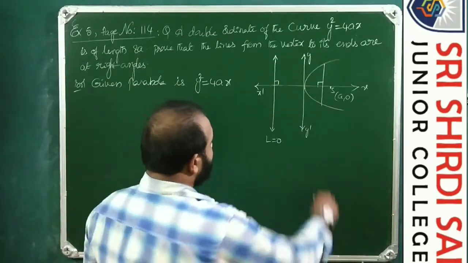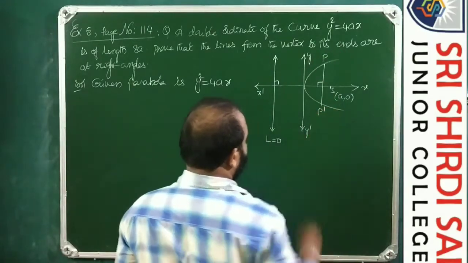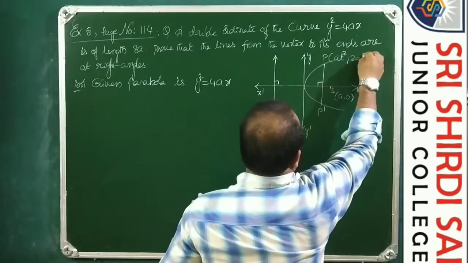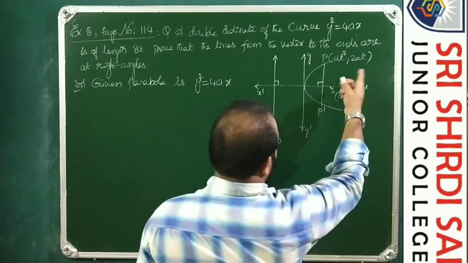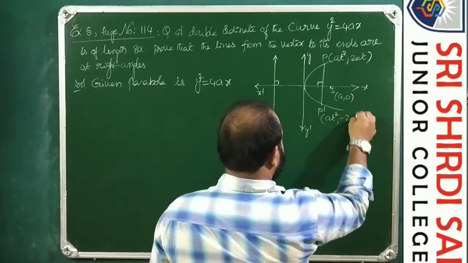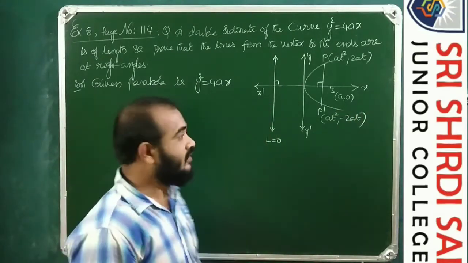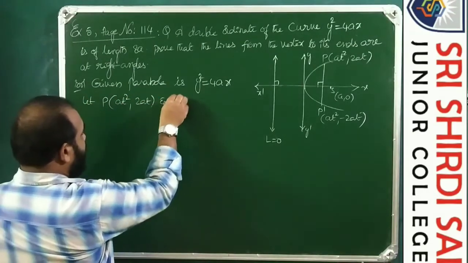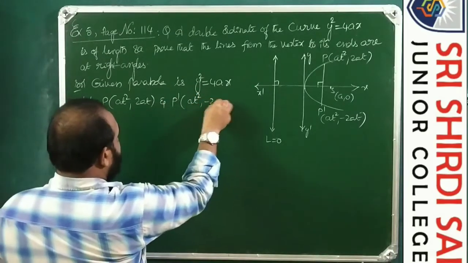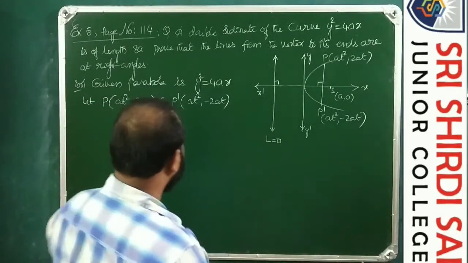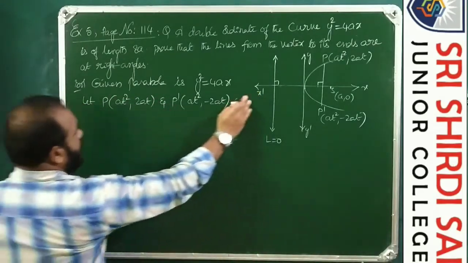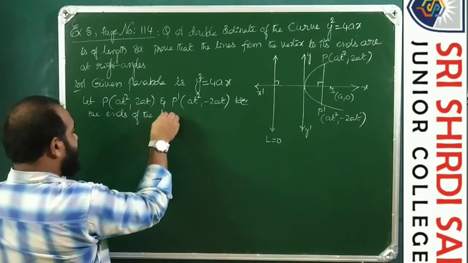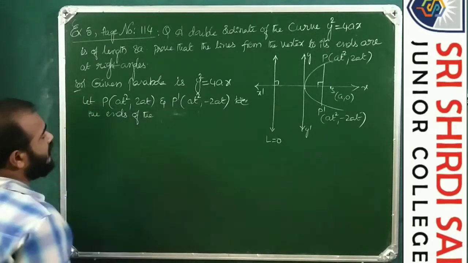But here it is a double ordinate. So let P and P dash be the ends of the double ordinate. Let us take (at square, 2at) and this is (at square, minus 2at). I have taken the parametric points. Let P (at square, 2at) and P dash (at square, minus 2at) be the ends of the double ordinate.